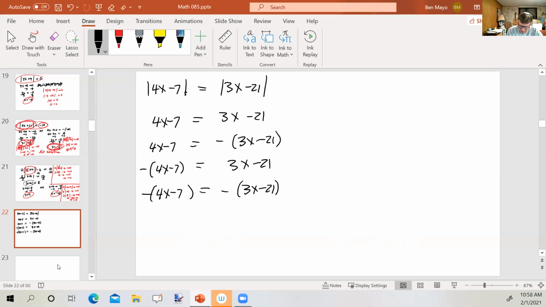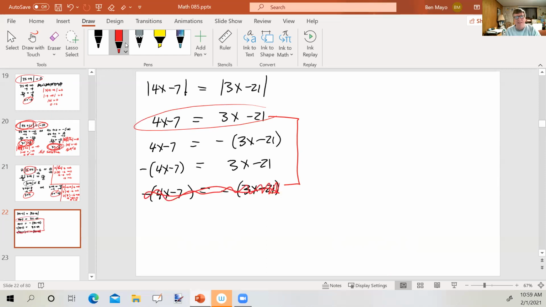But if you start looking at it more closely, you see that these two are actually the same equation. If you take this top equation and multiply both sides by -1, you get the bottom equation. So we don't need that. It's redundant, so to speak. These two are also the same. If you take this top equation, multiply both sides by -1, you'd get this equation.